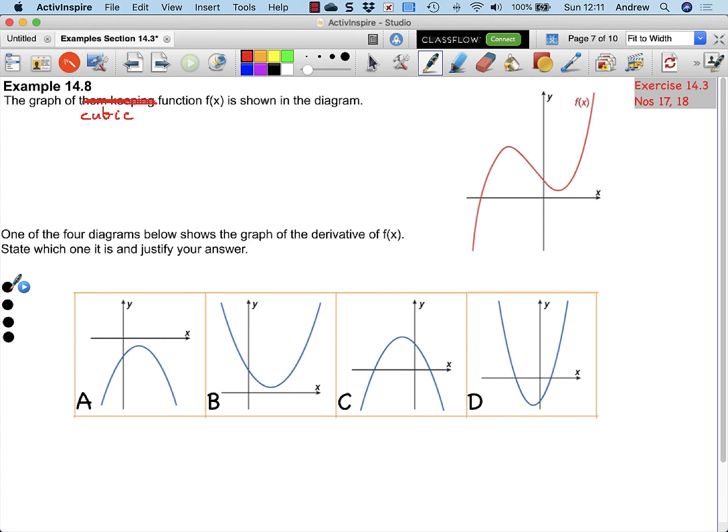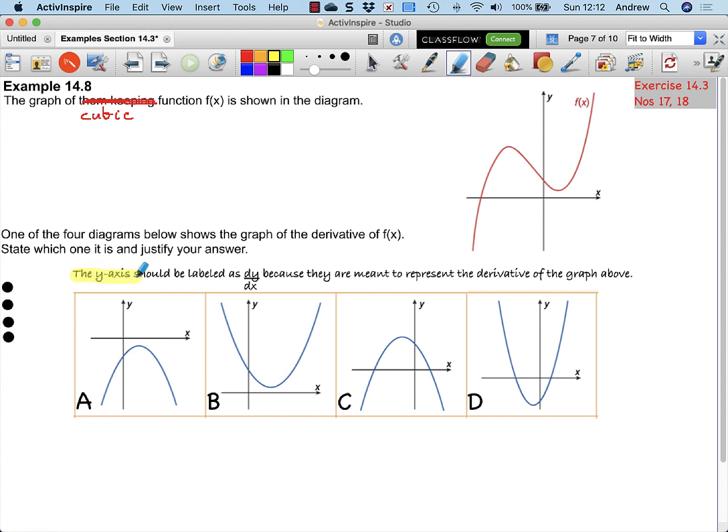Now the problem is they've labelled the axis y, but these are meant to be differentials. So the y-axis should have been labelled dy dx because they are meant to represent the derivative of the function above. So the very next thing we've got to do is relabel all these y-axes. And you need to do that in the exam as well because they'll deliberately put y's in just to throw you off. So now we know that these graphs are meant to be representing slope functions.